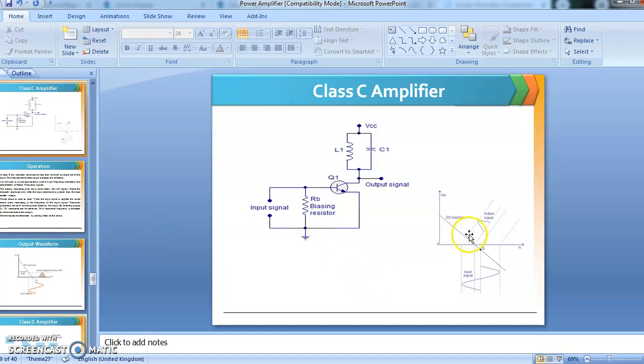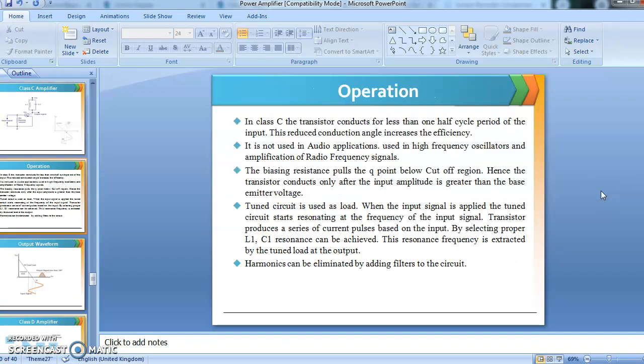Next, this is the waveform of your class C power amplifier. Here the output waveform has one half cycle. In the next half cycle it has a small portion, and that small portion is added to the past cycle. This is the class C power amplifier output waveform. Next, what is the operation of the class C power amplifier?